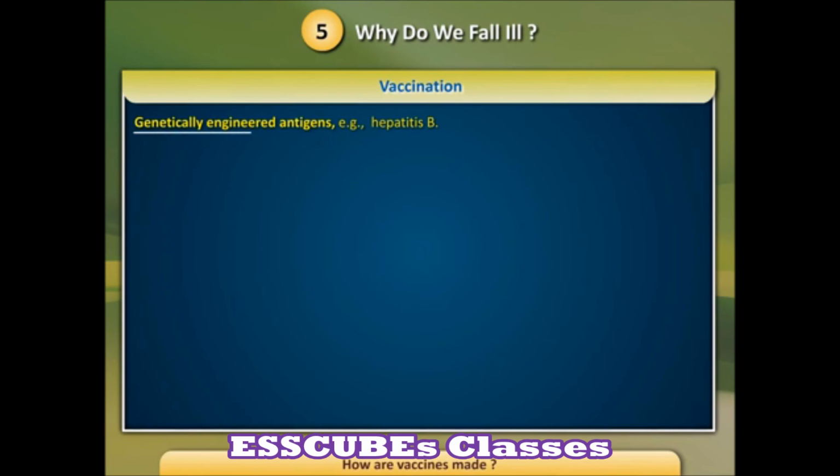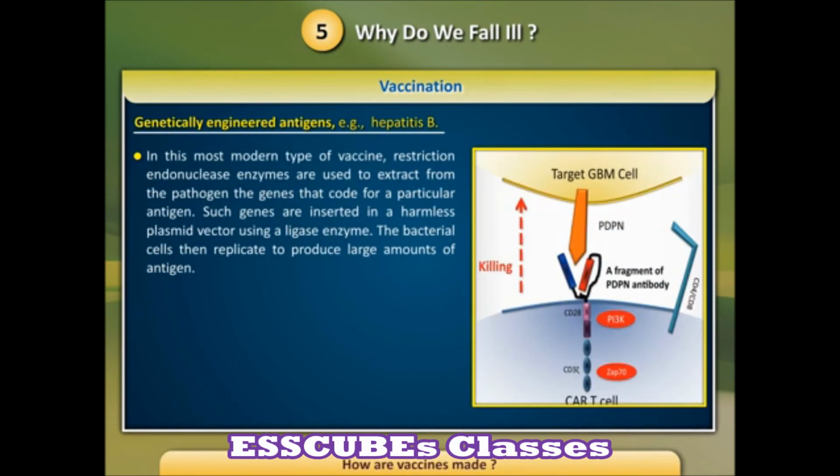Genetically engineered antigens, for example, hepatitis B. In this most modern type of vaccine, restriction endonuclease enzymes are used to extract from the pathogen the genes that code for a particular antigen. Such genes are inserted in a harmless plasmid vector using a ligase enzyme. The bacterial cells then replicate to produce large amounts of antigen.